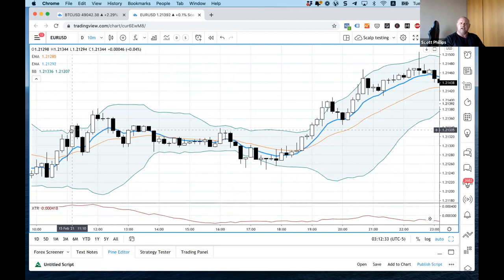So here we have a touch of the upper Bollinger. Here we have a single candle with a higher high, but not a higher close. So now to become trending, we need a single candle with a higher high than this bar and a higher close than this bar, which happens right here. See the same thing here.